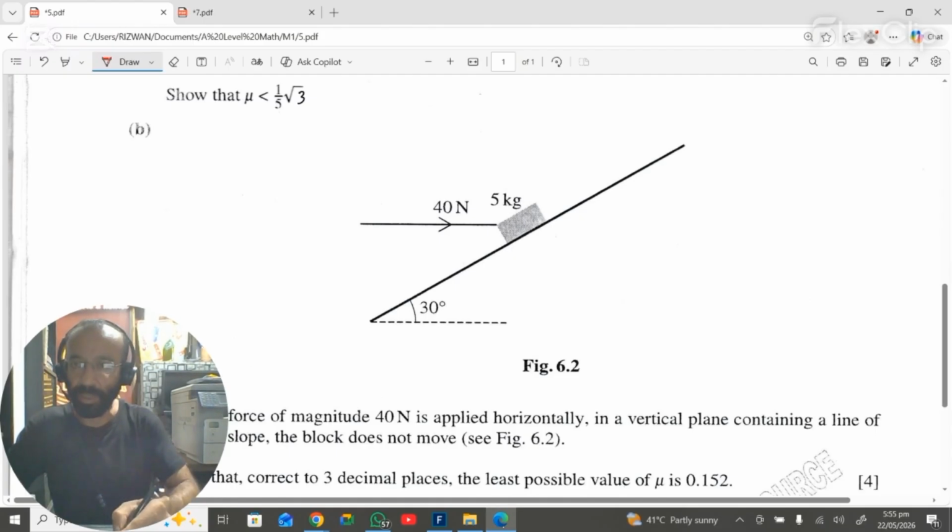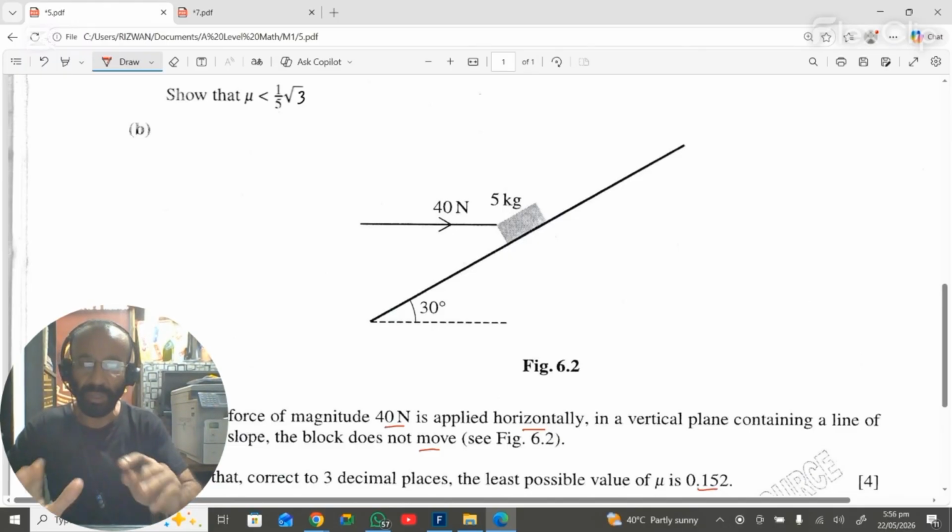The B part of the question is: when a force of magnitude 40 Newton is applied horizontally in a vertical plane containing a line of greatest slope, the block does not move. It means the body will be in the stationary position, and here is the direction of the 40 Newton force that is acting. Show that, correct to 3 decimal places, the least possible value of mu is 0.152.